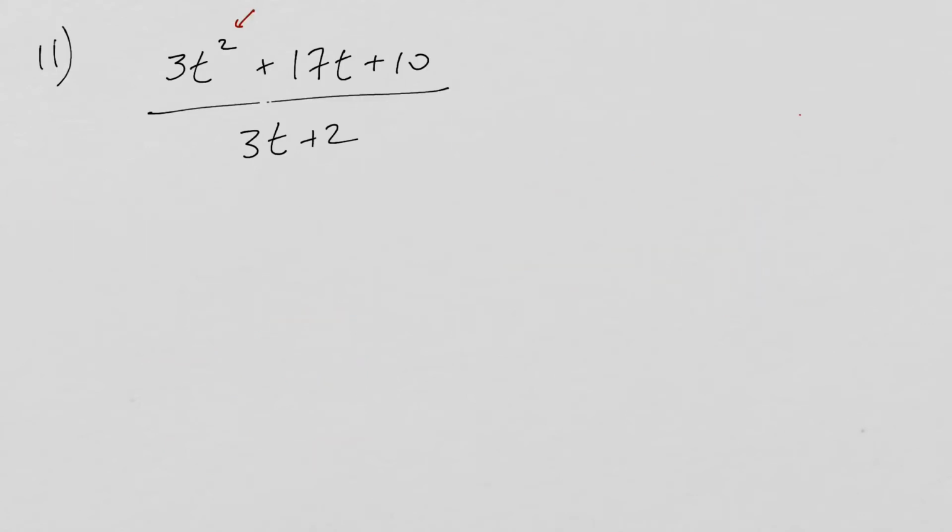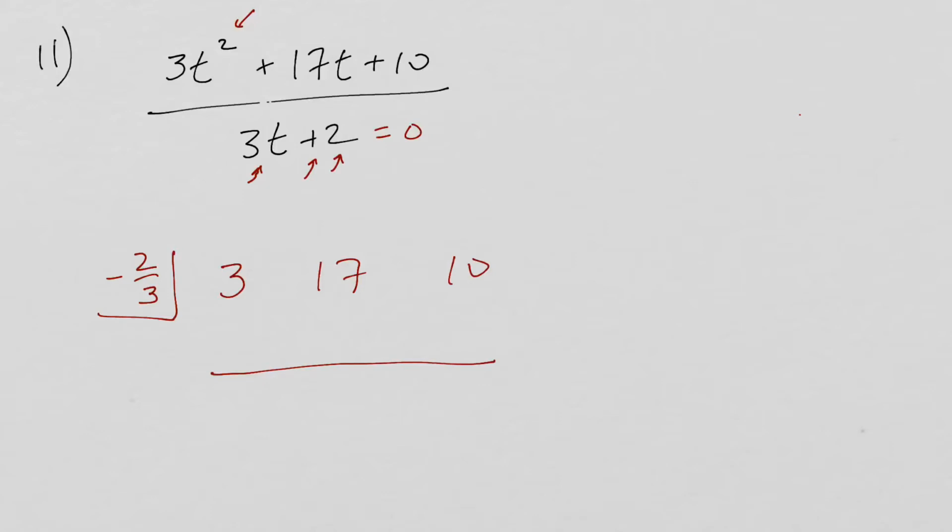Okay, so I'm going to start by putting a negative 2/3 in the box. Remember, this is the opposite of this number divided by this number, as if you were setting this equal to 0 and solving. Okay? All right, so now I'm going to put my coefficients, 3, 17, and 10. I'll put a line like this, and you always start by just dropping that first item down.